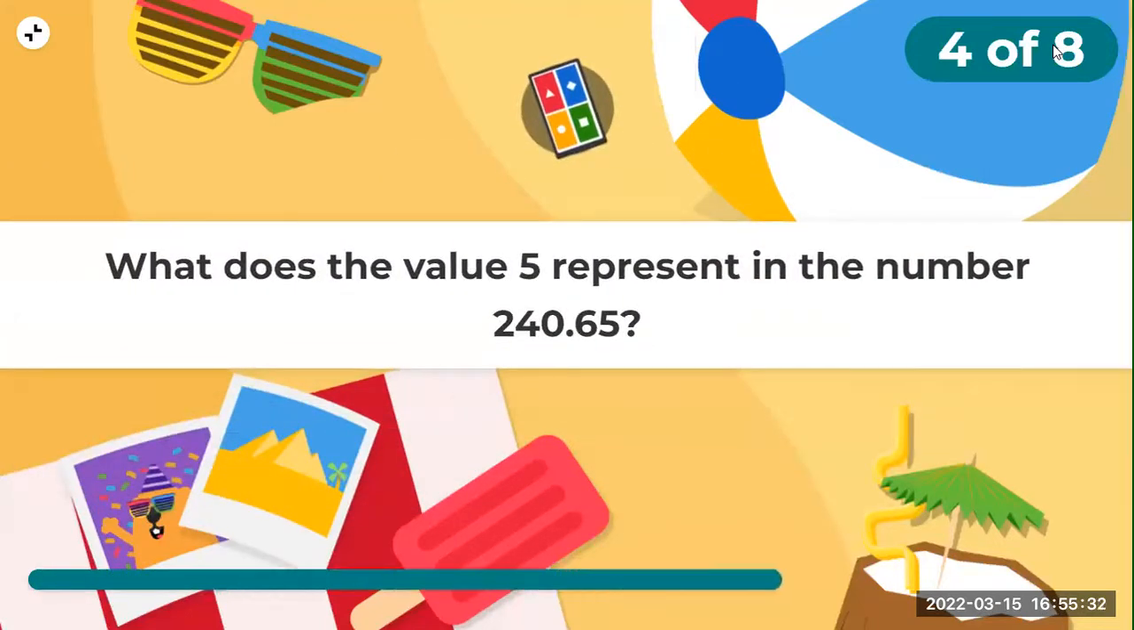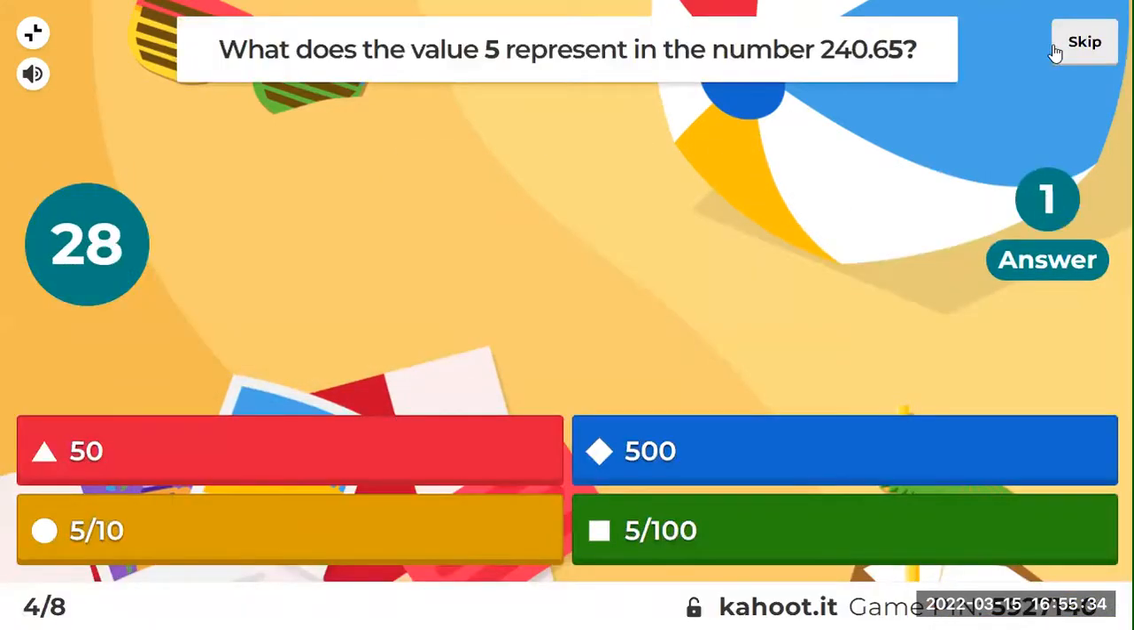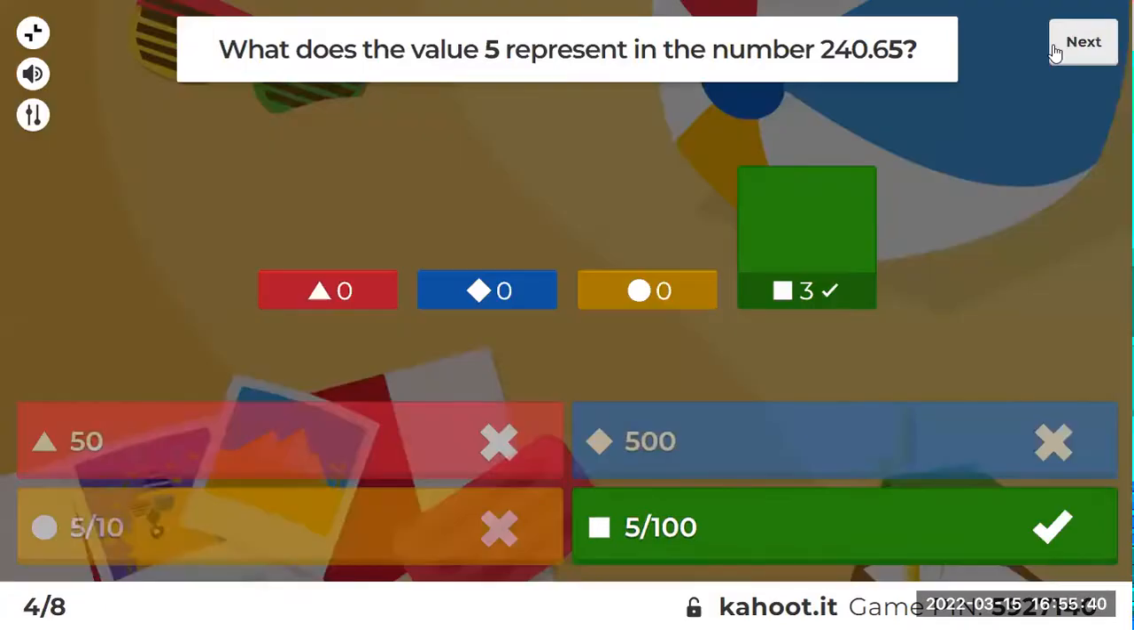Moving on, what does the value 5 represent in the number 240.65? Right, so 240.65, the second number after the decimal point is the hundredths, meaning out of 100.